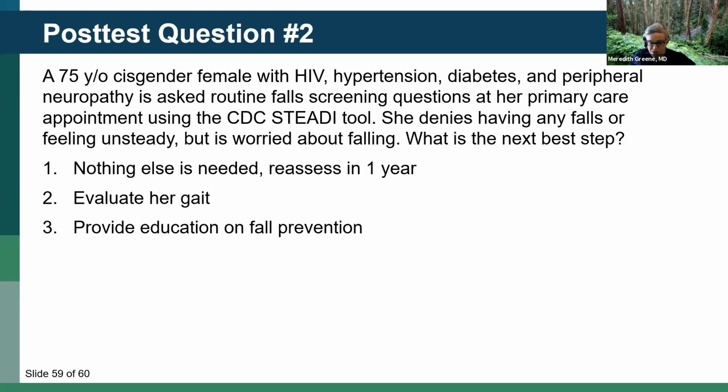Great, and also we increased here. So the correct answer is evaluating her gait, because she did have a positive screen. Providing education on fall prevention is also important. And I'd say it's not a wrong answer, but the better answer would be you need to go into more assessment. Why is she worried about falling? Is she having trouble with balance or other things? And so evaluating her gait is the next best response.